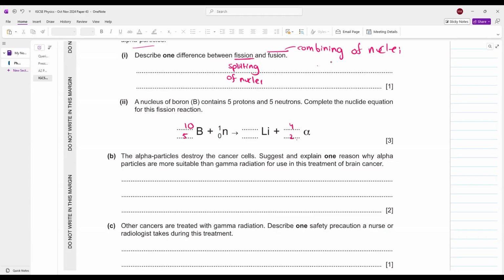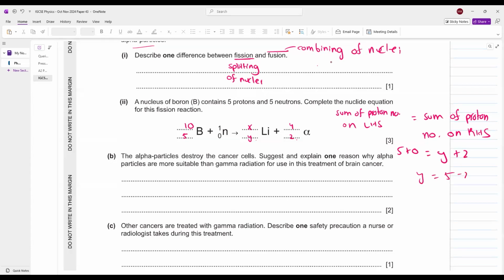Now, how will you calculate the mass number and proton number of lithium? There is no need to remember that. You can say that the mass number of lithium is X, proton number of lithium is Y. You will say the sum of proton number on left hand side equals the sum of proton number on right hand side. On the left hand side it is 5 + 0, on the right hand side it is Y + 2. Can you calculate Y? Y is equal to 5 - 2, that is 3.